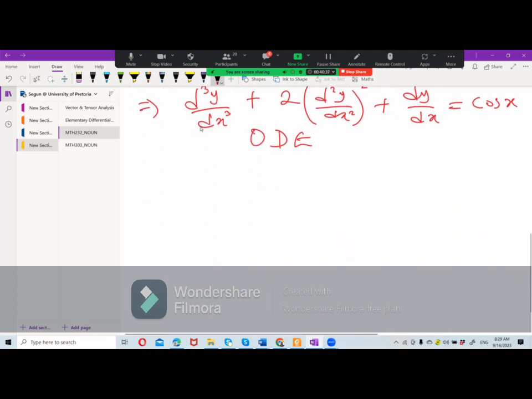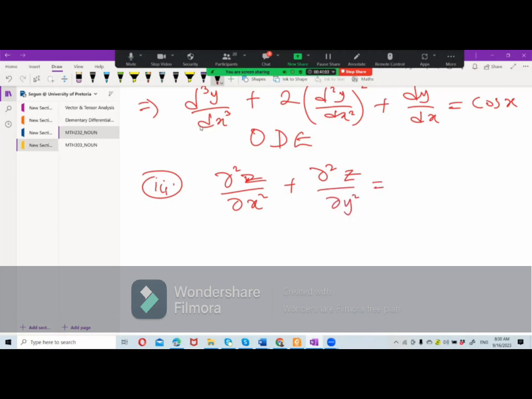Now, in case I have the last one, let's say Roman figure three, if I have this one: the partial derivative d squared z over dx squared plus d squared z over dy squared equals x squared plus y.